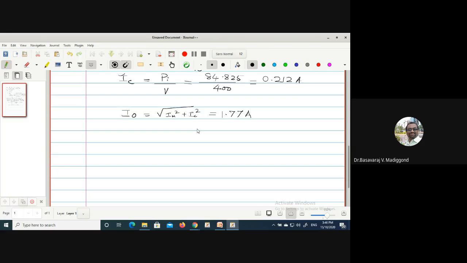How to solve this problem? First, you need to write down the formulas of what is to be calculated. Then go back, like how IM can be calculated, how IC can be calculated, right? So this is how you can solve the problems.